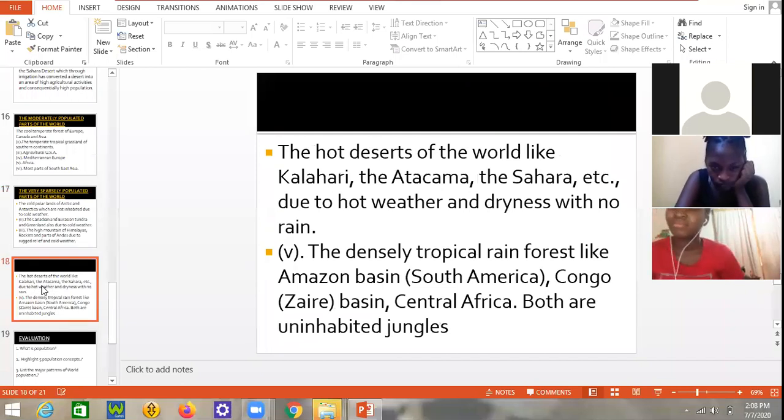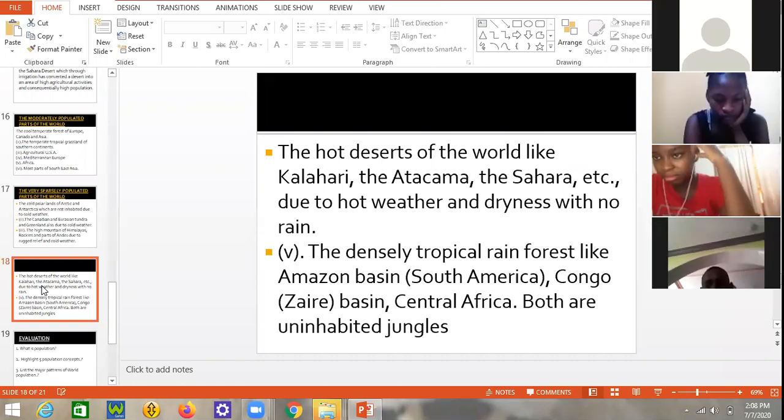Also, you have places like the hot deserts of the world, like the Kalahari, the Atacama, the Sahara, because the weather is very hot and there is dryness with no rainfall. Most desert areas do not have a high population because in those areas, the weather is so hot and dry and there is no rainfall.